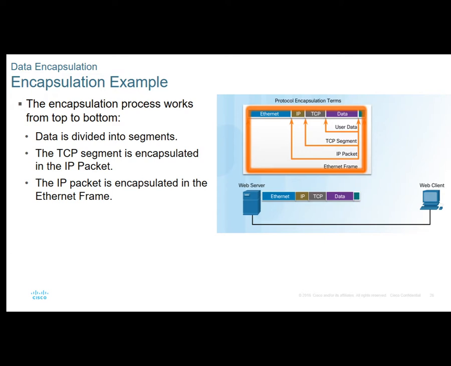Encapsulation example. The encapsulation process works from top to bottom. Data is divided into segments. The TCP segment is encapsulated in the IP packet. The IP packet is encapsulated in the Ethernet frame. Data, TCP segment in the IP packet. And that's what gets sent over there.